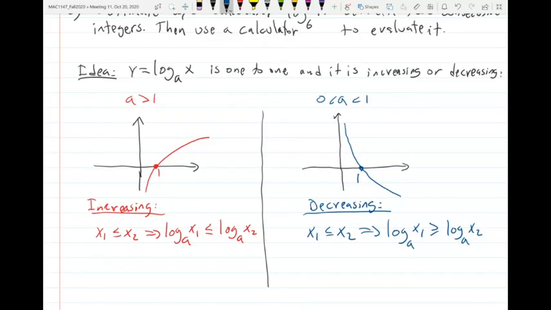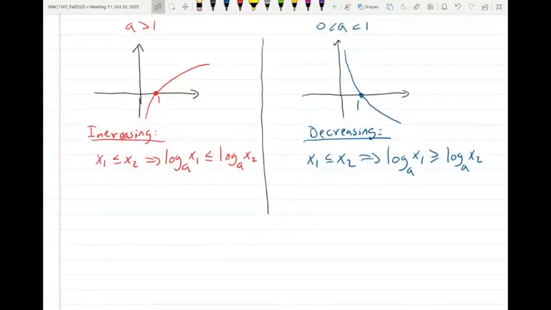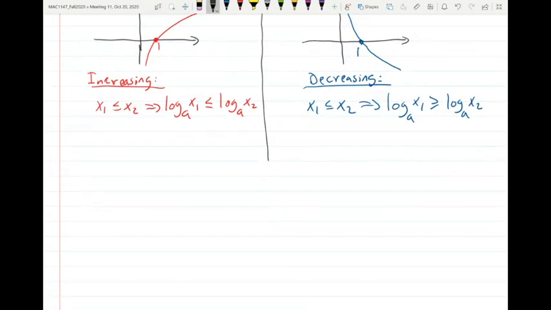We're going to take advantage of this property. Do you guys understand this? That increasing means that you respect the inequality when you apply the function, and decreasing means that you have to flip the inequality. Do you understand this? All right, so let's see how we can use this for our particular problem.